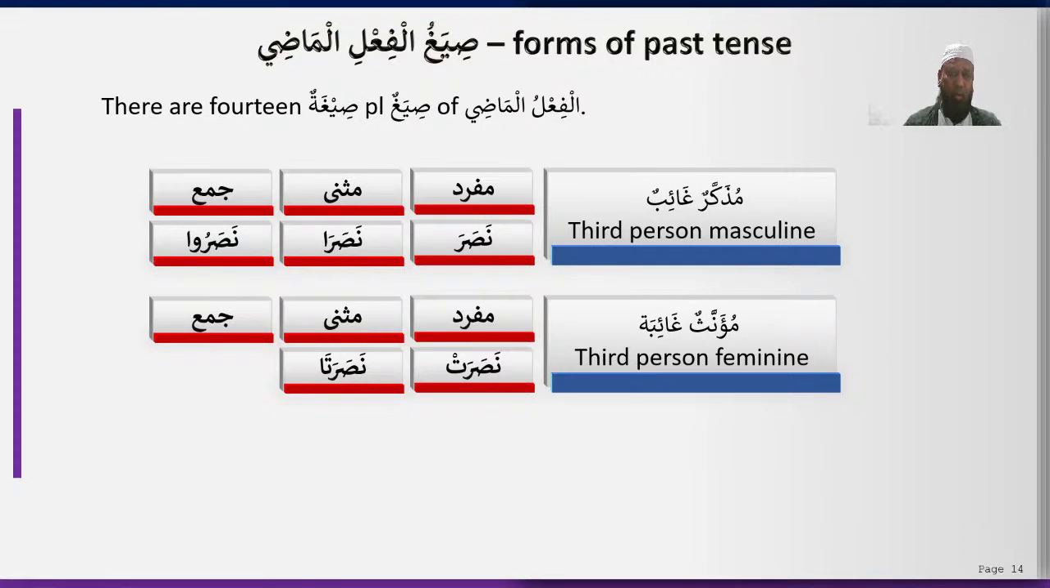Now for this siga, we need to make the lamul kalima, which is the last letter of the fi'l, sakin. In our case, the letter ra is the lamul kalima. You need to make the lamul kalima sakin. Then you add noon niswa. Nasarna. Okay.